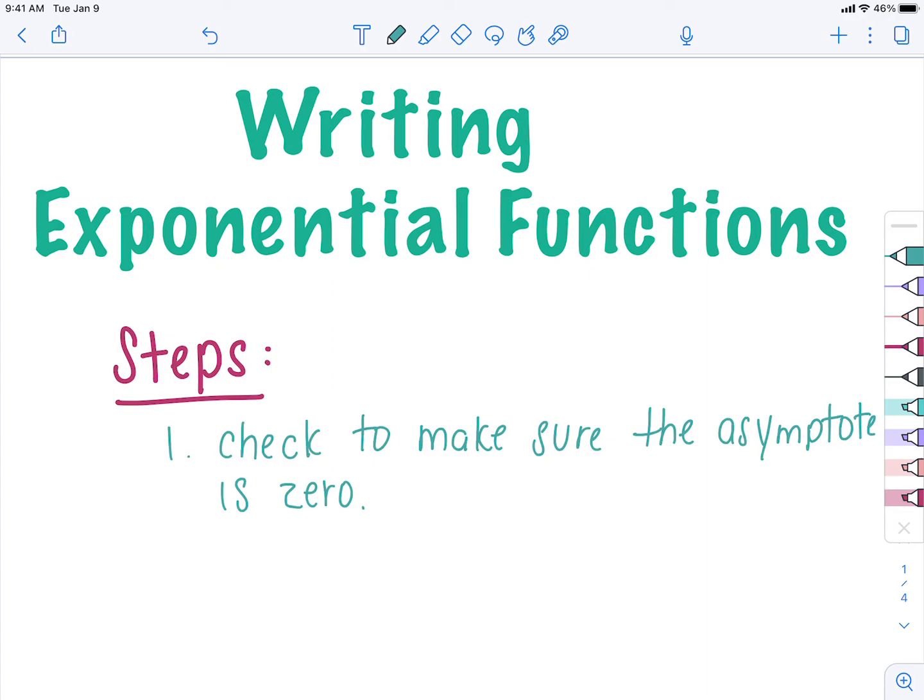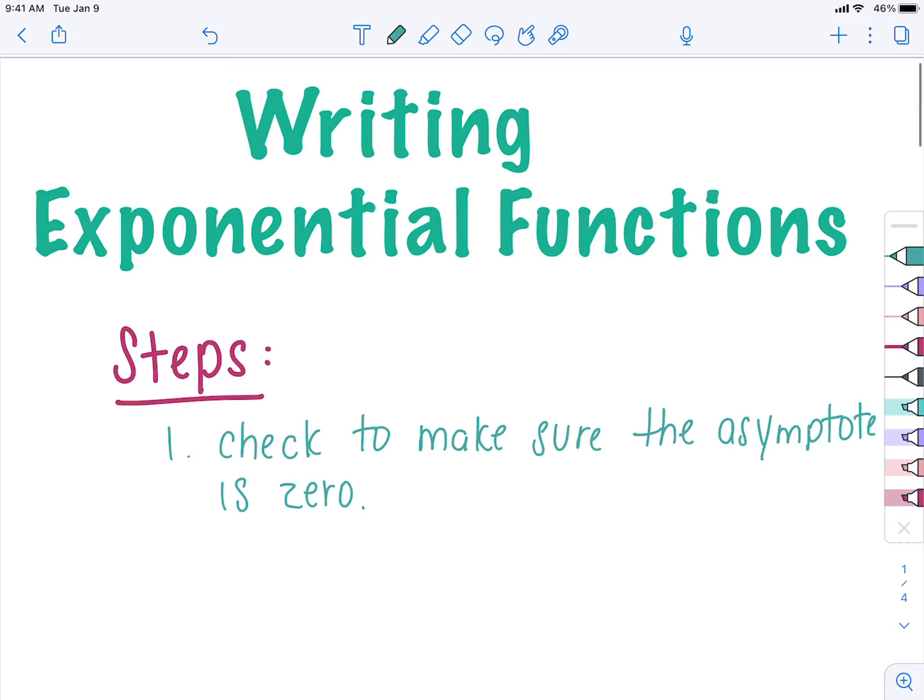After we look to make sure the asymptote is 0, then we want to just kind of peruse the graph or the table and decide if it's exponential growth or if it's exponential decay, because that's going to help us make sure that we're picking out the right growth factor. Because remember, if it's exponential growth, that means the values are getting bigger, and that means that my growth factor has to be bigger than 1. If it's decay, the values are getting smaller, and my growth factor has to be less than 1.